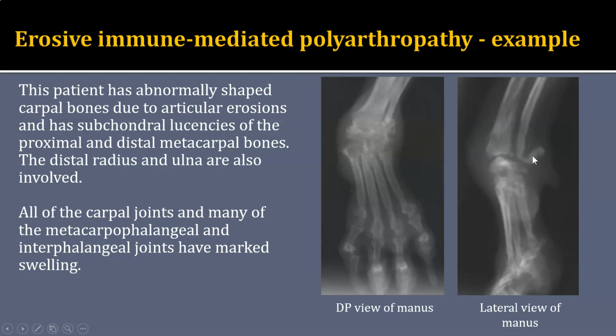The distal ulna and accessory carpal bone are additional bones that we can see with changes that weren't as apparent on the DP view. Otherwise, we've talked about all of these findings.